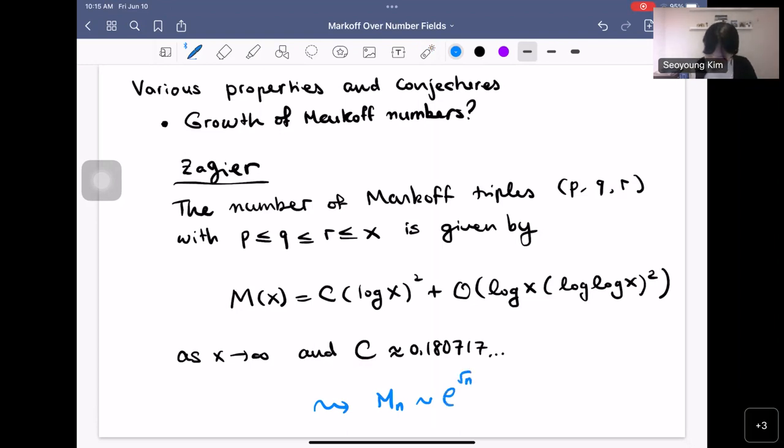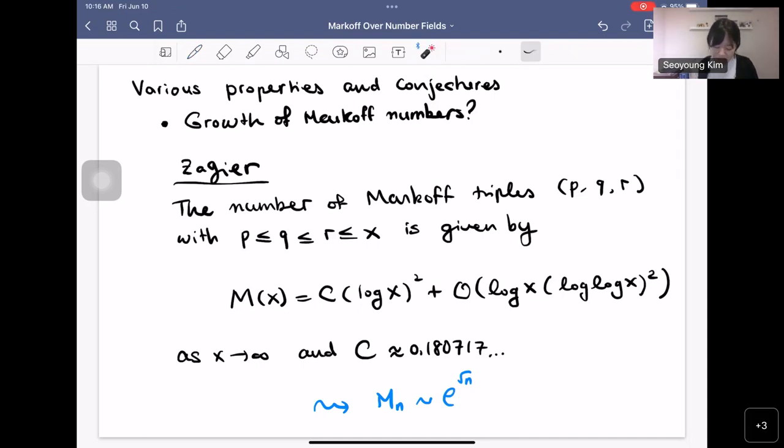So it's slower than just mere exponential growth, but at the same time, it's definitely a sequence of numbers which grows very quickly. So this is a result by Zagier. I actually can't remember the year when he published this result. As far as I know, it was something like 1982, but because I don't want to make any mistakes, I will skip mentioning the exact year.